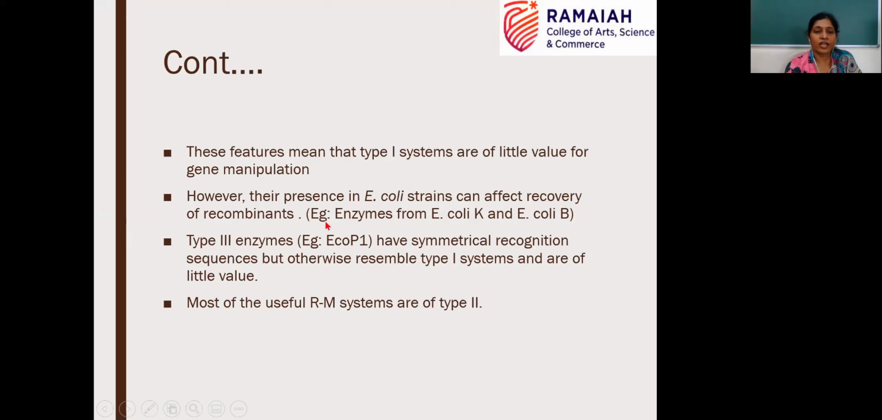The examples of type 1 restriction enzyme are enzymes that are isolated from E. coli K and enzymes that are isolated from E. coli B strain. These are the examples of type 1 restriction enzymes. Coming to the type 3, where we have the example of EcoP1 that has got a symmetrical recognition sequence. Other than that difference, by all means, they resemble the type 1 restriction enzymes.